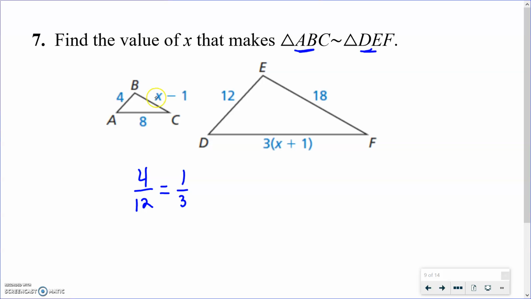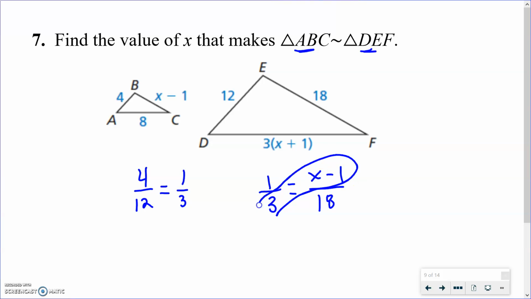Then I can use that to find my other values of x. And I can use either side. So I could use this one or this one. I like this one a little bit better. It just looks simpler to me. So I'm going to use these two sides, BC and EF. So I'm going to say 1/3 equals x minus 1 over 18.